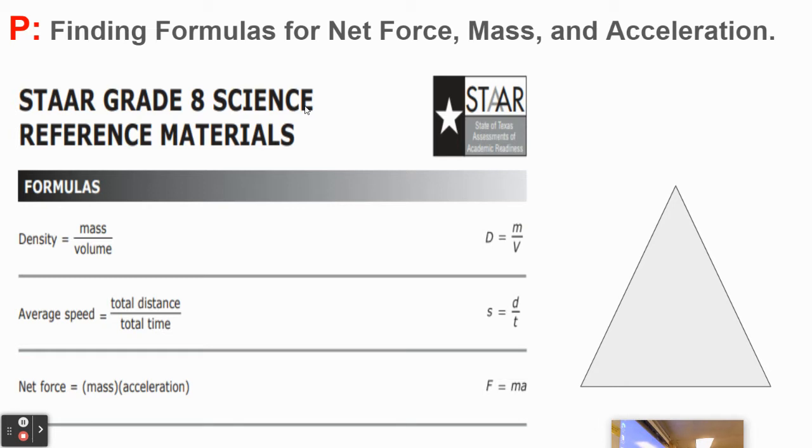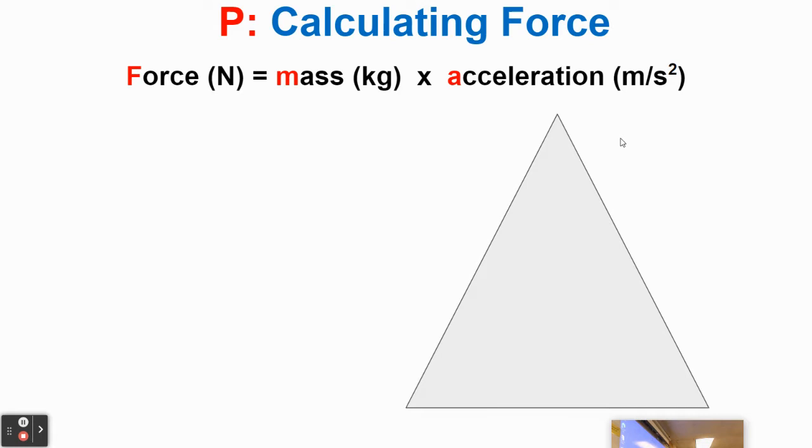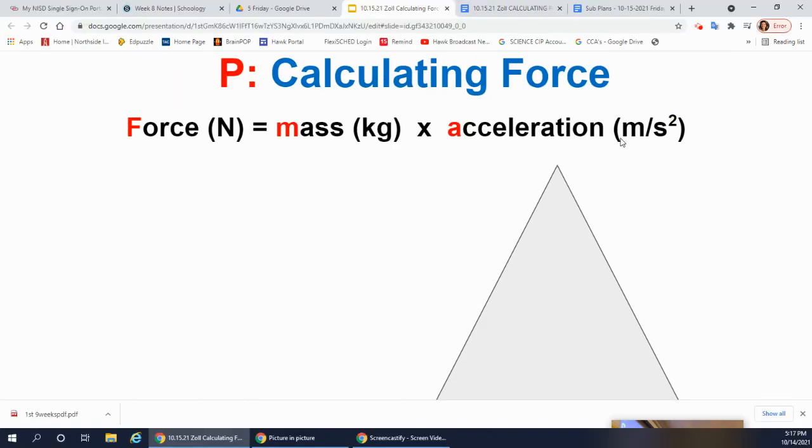In order to calculate net force, we need to look at our STAR reference guide and use the formula net force equals mass times acceleration. We're going to use this formula and the formula triangle to get a formula for mass and acceleration. So on your handout, I'll wait a moment or two. At the top of your handout, you have 3 triangles, and we are going to complete the formula triangle for each.